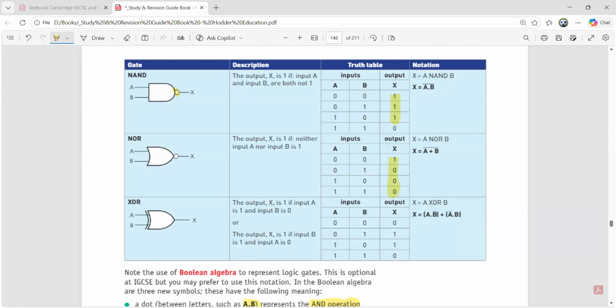Whether it is 0, 0, it is a 0. As you can see here, 0, 0 is similar. That is also going to give you the answer as a 0 in the final column, or the column X. And just to be very clear, I'm just repeating, the X is the representation of the output.